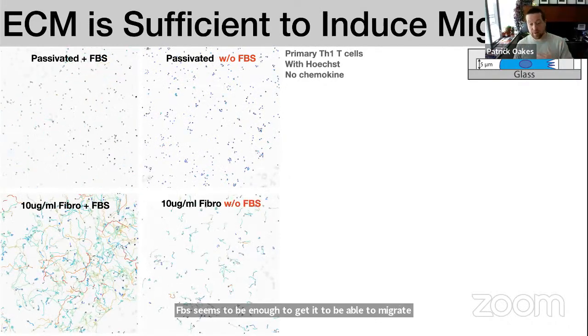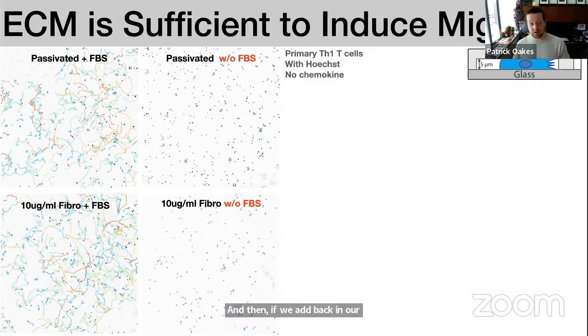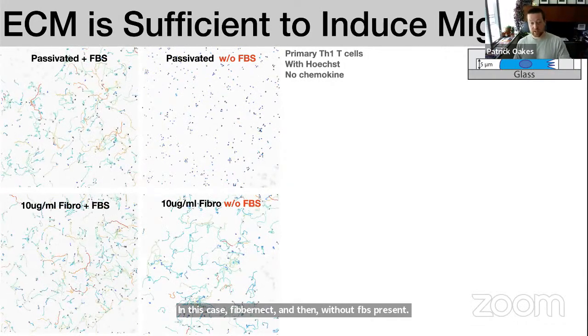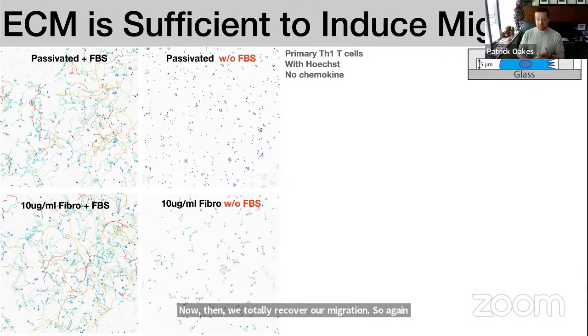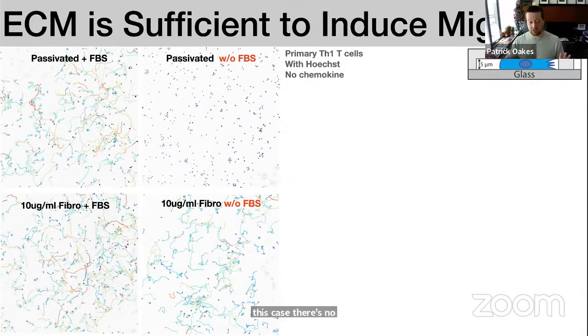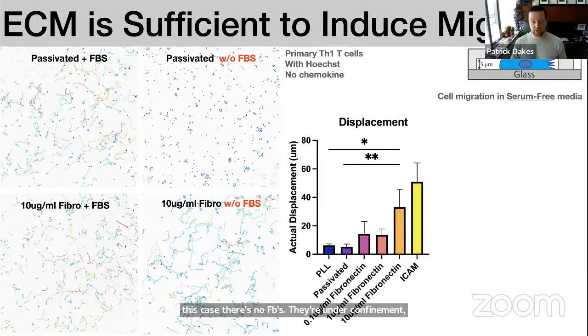And then if we add back in our ECM, in this case fibronectin, without FBS present now, then we totally recover our migration again. So in this case, there's no FBS, they're under confinement, and we've coated the surface with fibronectin, and they migrate again like gangbusters. So they clearly are able to use this ECM to migrate.